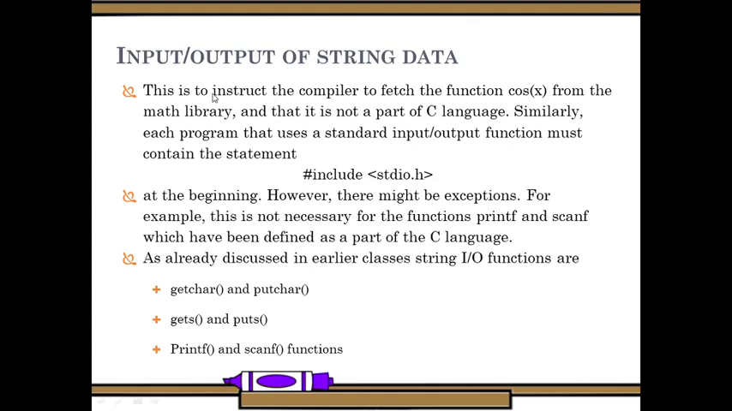How can we use the input? This is to instruct the compiler that it is an input output function. For that, the compiler should have this stdio.h, to inform the compiler to fetch the function, like costless from the math library. If you say costless from the math library, that is not a part of the C language. Similarly, each program that uses the standard input output functions must contain the statement for standard input output, in the sense stdio.h.